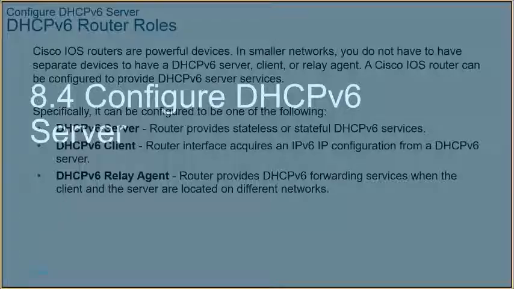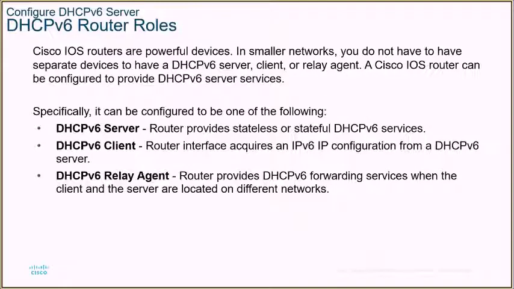All right, so how do we configure a DHCPv6 server? Cisco IOS routers are powerful devices. In smaller networks, you do not have to have separate devices that serve as DHCP server, client, and relay agent. The Cisco IOS router can be configured to provide DHCP version 6 services.